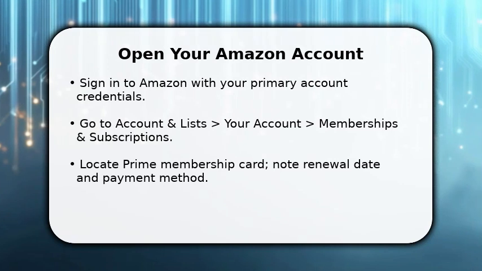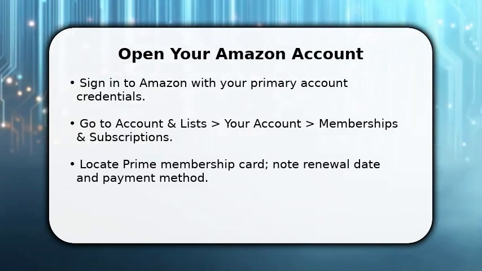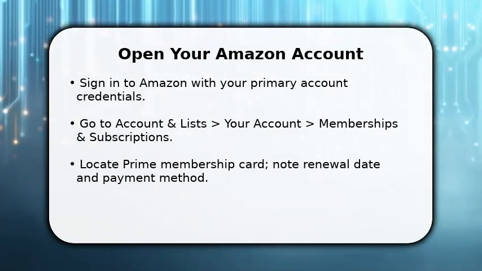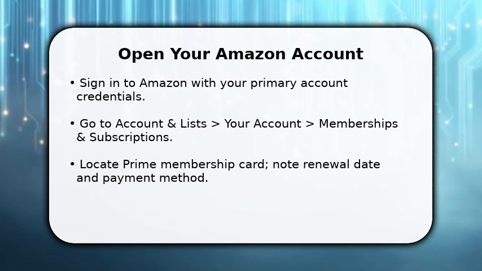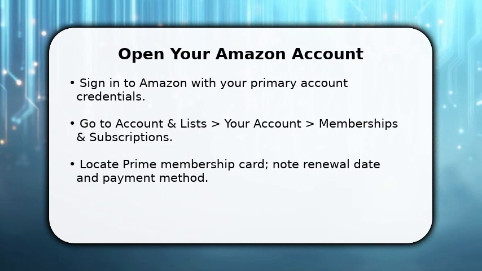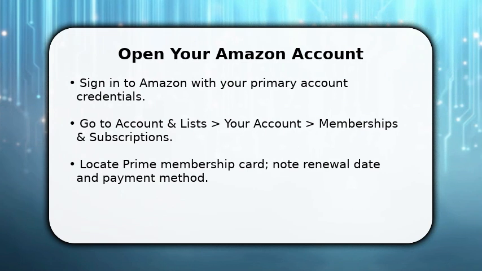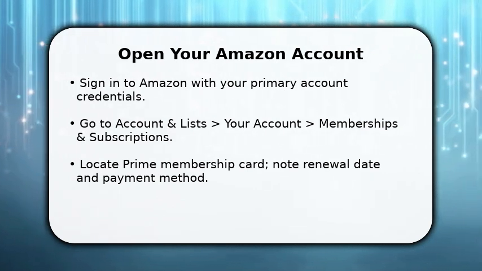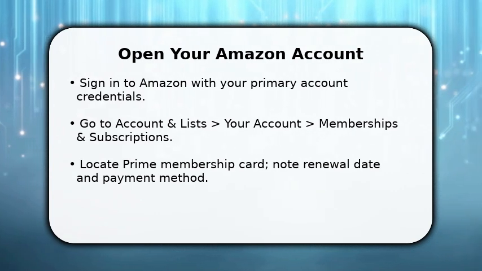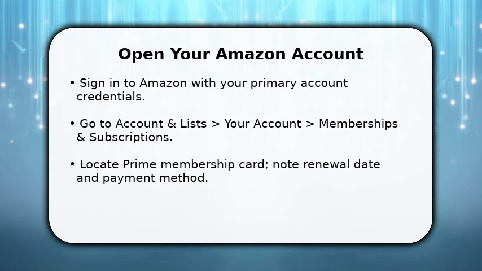You start by signing into Amazon on a desktop browser or mobile app. This ensures you access full membership controls. Once signed in, navigate to Account and Lists, then Your Account, and open Memberships and Subscriptions. You want to locate the Prime membership card so you can see the renewal date and current payment method. Doing this first prevents accidental cancellations or timing mistakes. Make sure you're using the account that actually pays for Prime. Otherwise, you won't see the cancel options.